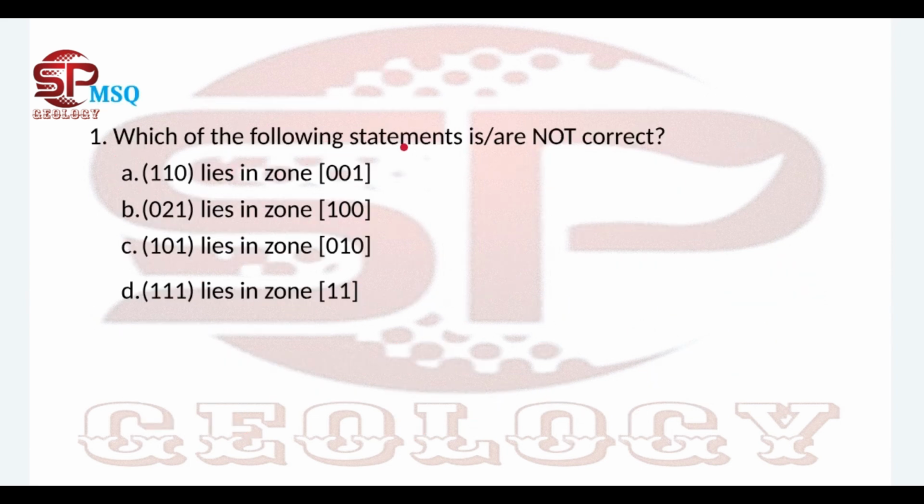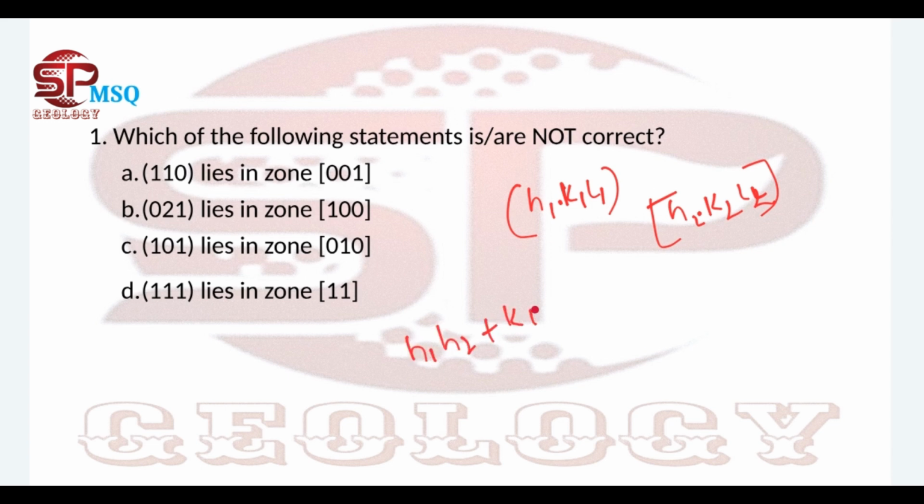There is a question here: which of the following statements is or are not correct? One zone plane lies in one zone. Suppose H1, K1, L1 is a face or plane, and H2, K2, L2 is the zone axis. If this face will lie in this zone, then they will follow this condition: H1H2 plus K1K2 plus L1L2, if it is 0, then this face will lie in this zone.